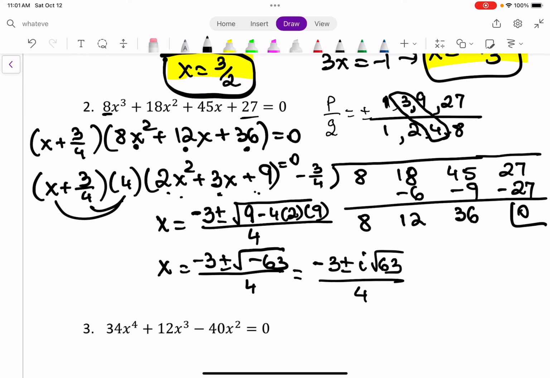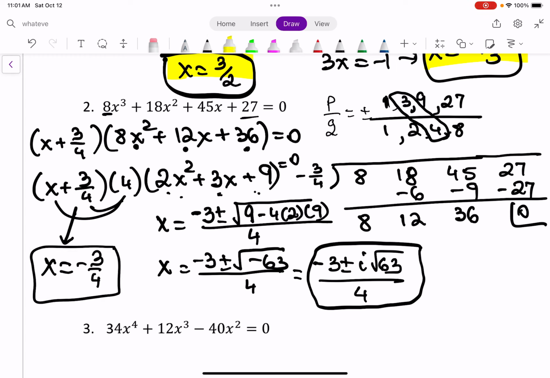You can definitely still simplify this radical. 63 has a factor of 9, so you could throw out the 9 as the square root of 9 as a 3, and then just leave the 7 inside. So you can do that, but you don't have to. You don't need to simplify the radicals.